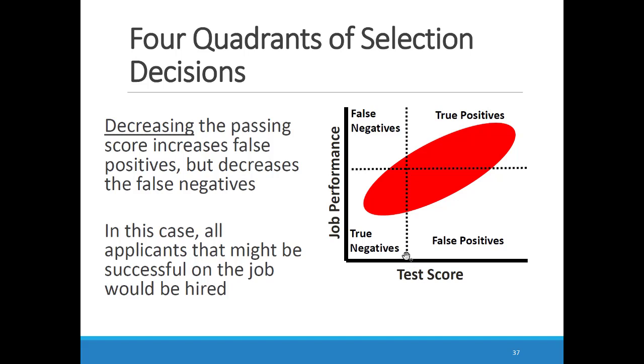Again, our job performance is on the y-axis, and that ranges from low at the bottom to high at the top. We can see that decreasing the passing score increases the false positives, but decreases the false negatives. In other words, we have this large section of people who had passed the test, but they would not perform well in the job. Their job performance is below the cutoff. In this case, all applicants that might be successful on the job would be hired. You can see that the number of false negatives in the upper left-hand quadrant is very small.